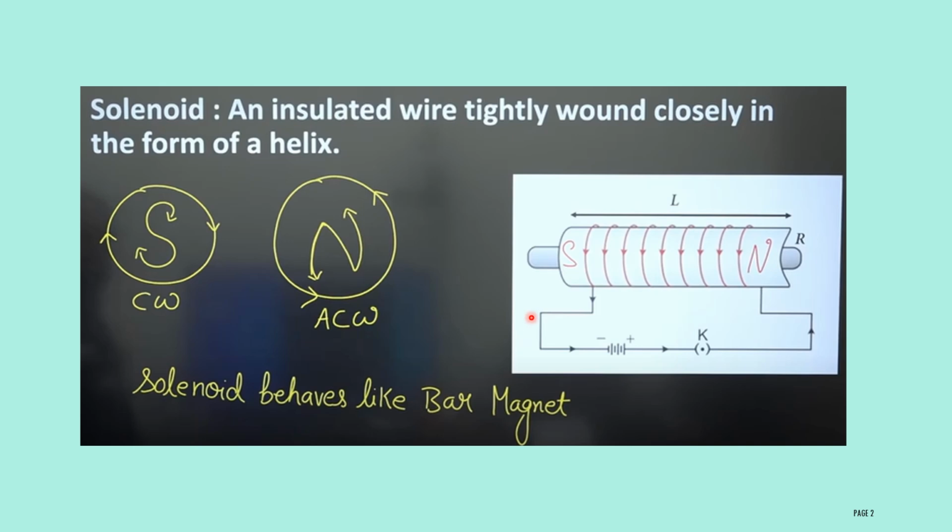Then here, how will you judge in the solenoid which one is the north pole and which one is the south pole? If the direction of the current is clockwise, that one we will call a south pole. If the direction of the current is anti-clockwise, that one we will consider as a north pole. So the solenoid behaves like a bar magnet.